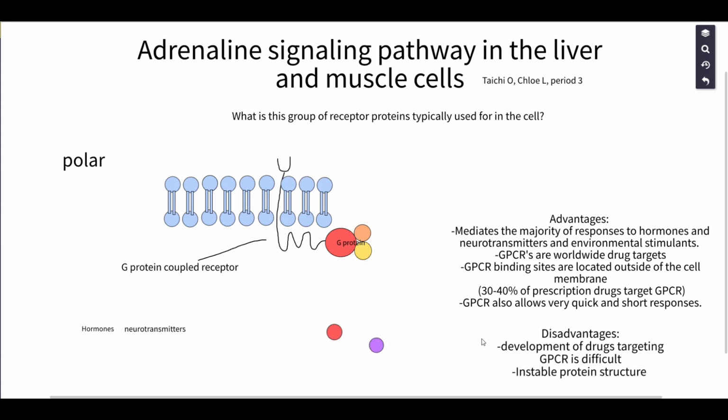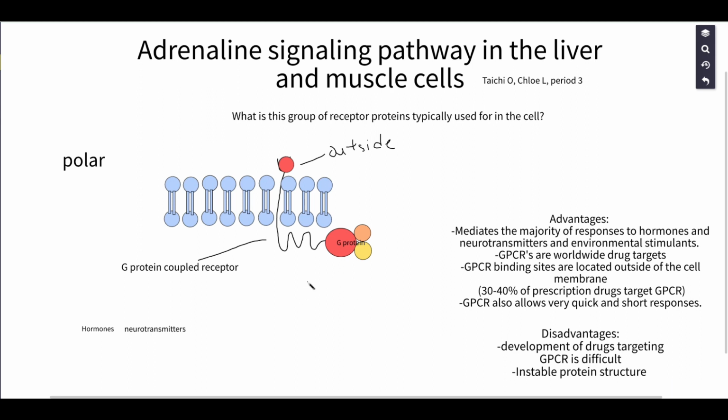Advantages of G protein coupled receptors is that these receptors mediate the majority of our responses to hormones, neurotransmitters, and environmental stimulants. This means that for scientists, GPCRs are worldwide drug targets. GPCRs are also great drug targets because binding sites are located outside the cell membrane. 30 to 40% of prescription drugs target G protein coupled receptors, allowing them to be very quick and have short responses.